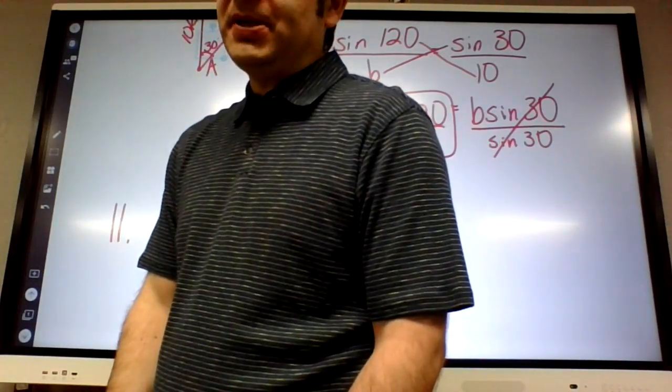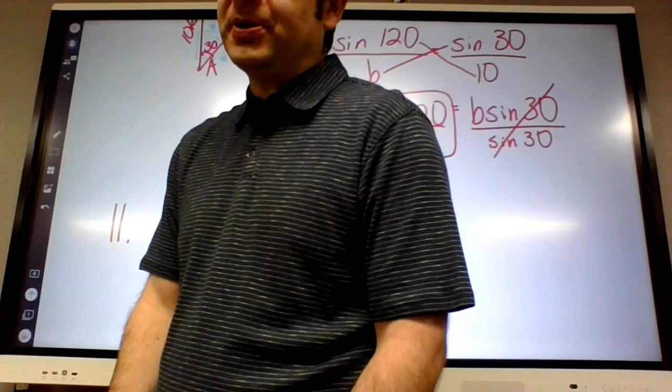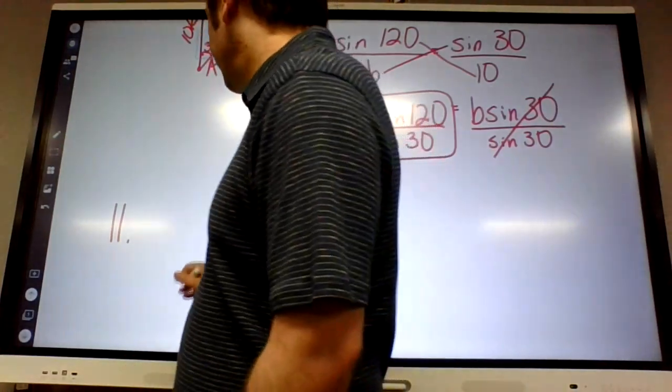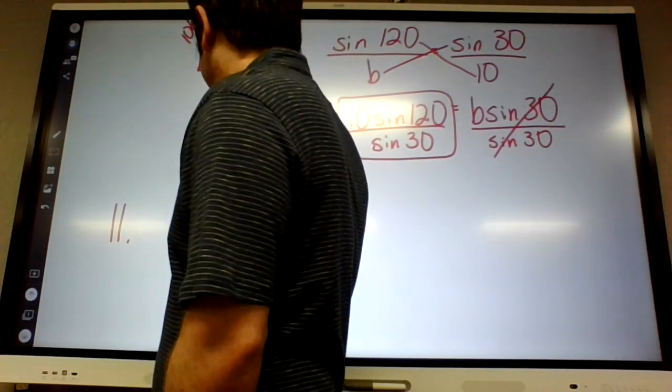Traveling at a speed of 10 knots, a ship proceeds south from its port for an hour and a half. Okay, here's port.